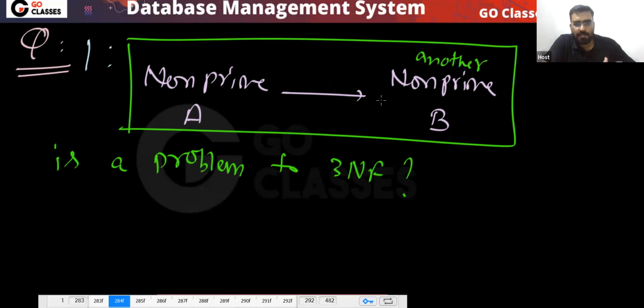Can you prove it? Take copy and pen. Nikhil, Yuvraj, Ekta, all of you, take copy and pen. Can you prove it? Why is this a problem to 3NF? A non-prime attribute determining another non-prime attribute. Is this a problem to 3NF?